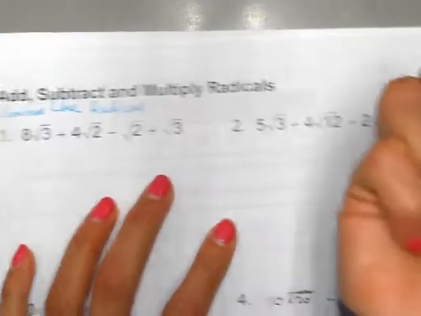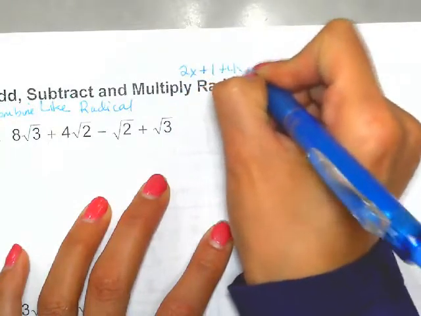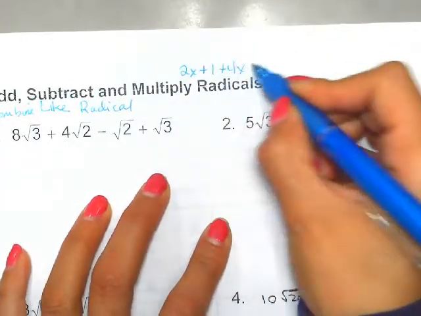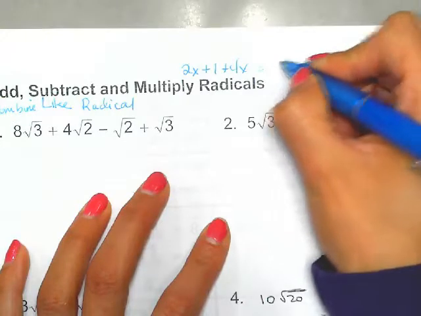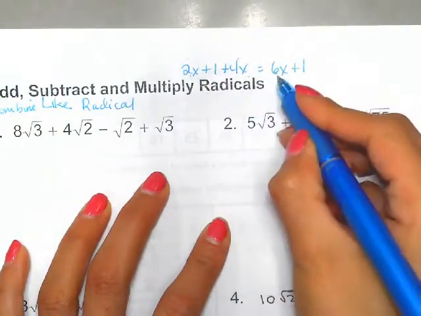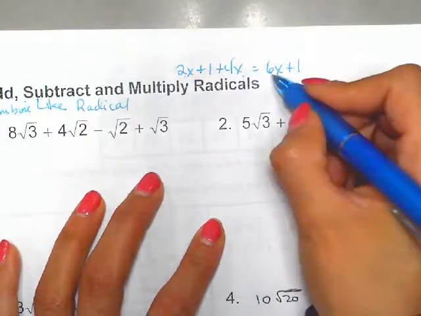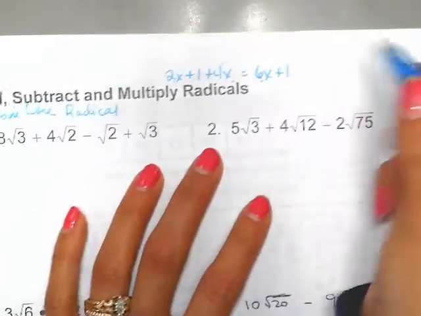Here a really quick example would be 2x plus 1 plus 4x. These are like terms, so those can combine, and this will simplify to 6x plus 1. The 2 and the 4 combine to give me 6, and the 1 cannot combine because it's not a like term, and this would be my simplified answer.